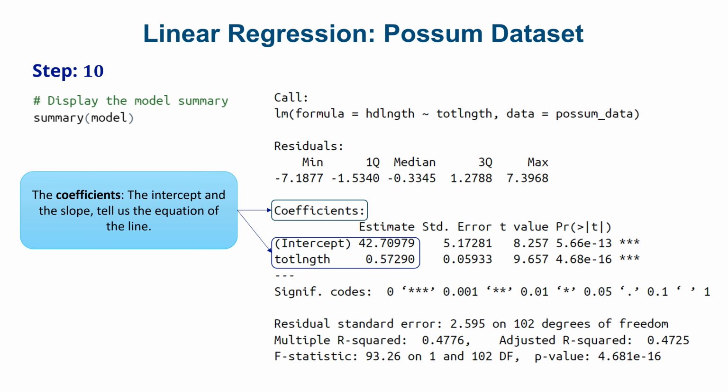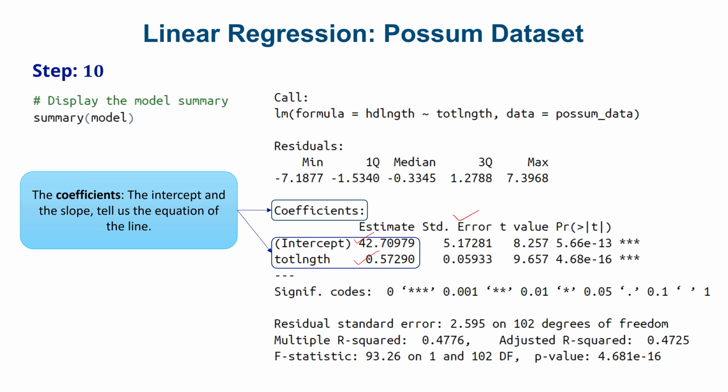This section includes the estimated coefficients for the intercept and the predictor variable total length. The estimate tells us the average change in head length for 1 unit increase in total length. Standard error is the error of the estimate that indicates the uncertainty of the coefficient.